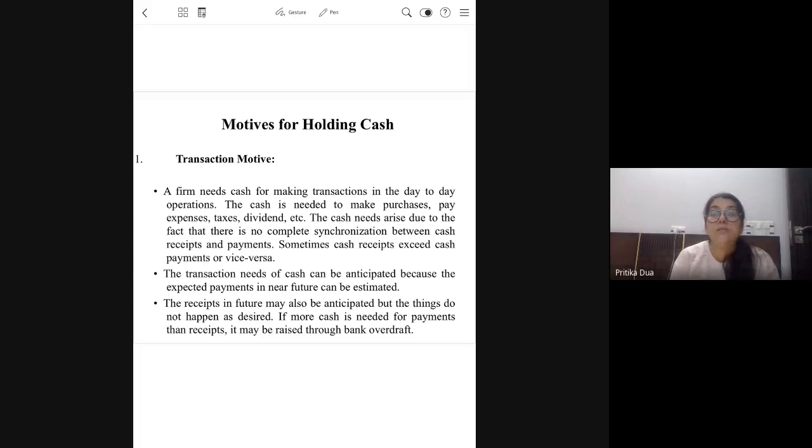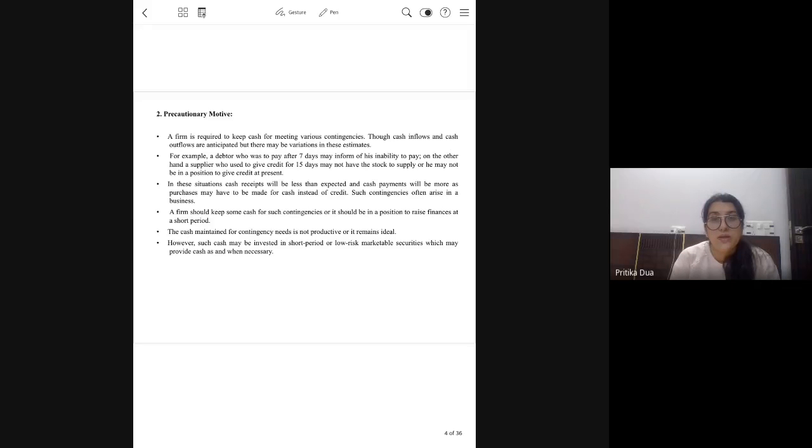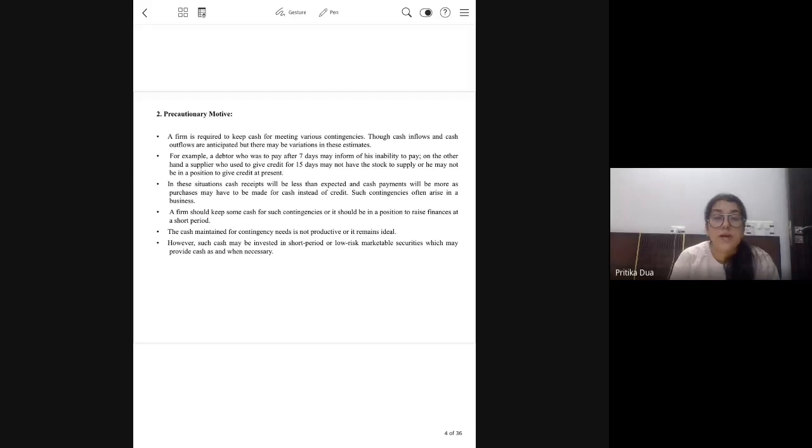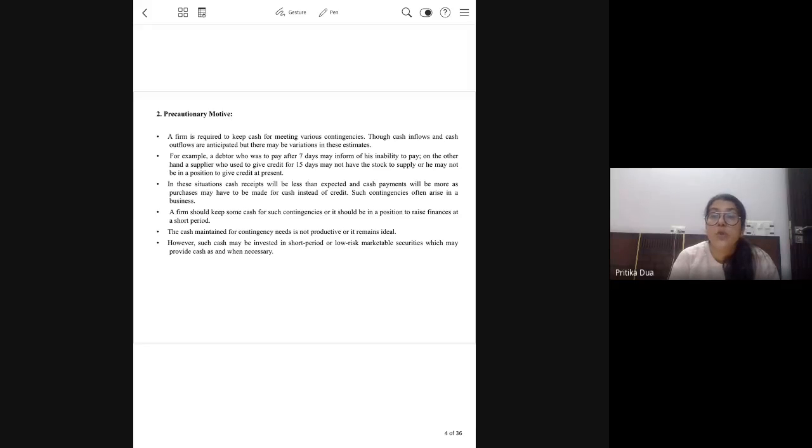After that, the second motive is the precautionary motive. For an individual, when do you keep money for the precautionary motive? In the sense you keep money for unforeseen contingencies. Say I set aside some money in case there is some health issue for any member in my family, so I keep aside that money. That becomes a precautionary motive for holding cash. For business, it will be again to meet unforeseen contingencies.